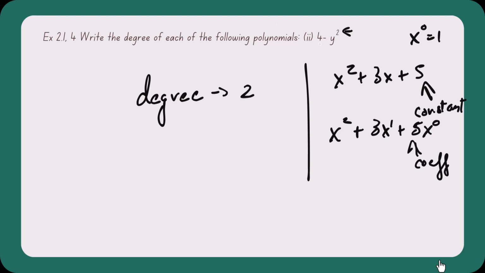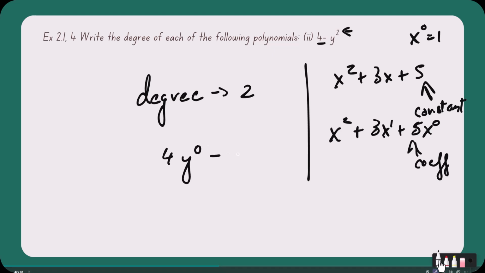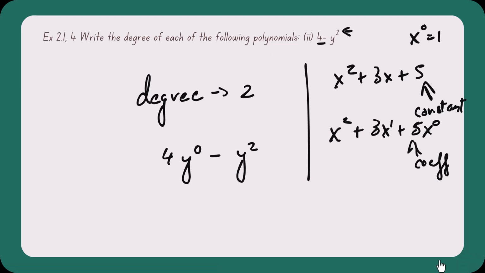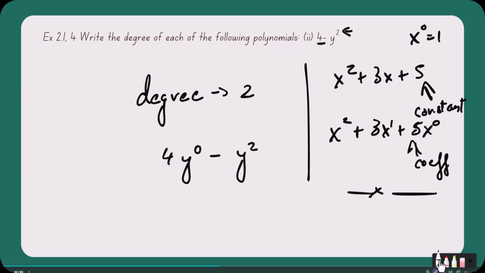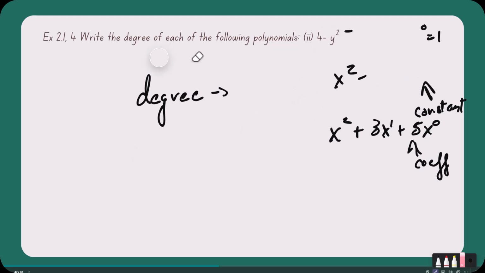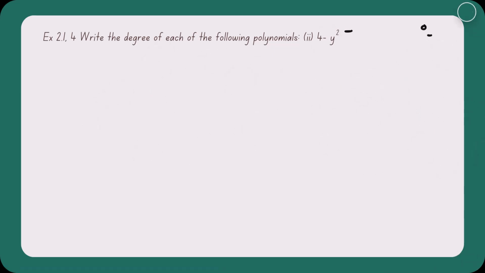So here we have a 4. You can write it as 4y raised to 0 minus y square. You can write it like this. Now what is the highest exponent or highest power? It is 2. So degree is 2. Just explaining this because in certain textbooks, this is how the concept has been discussed. Okay. Yes. Perfect. Now let's try the next one. So this answer will be yes, the degree is 2.